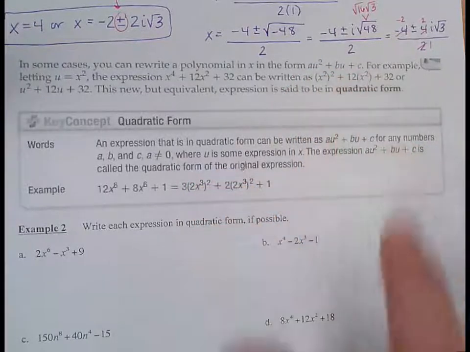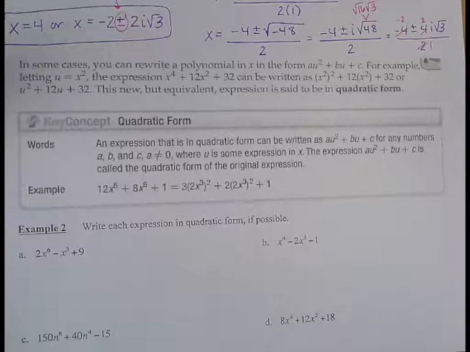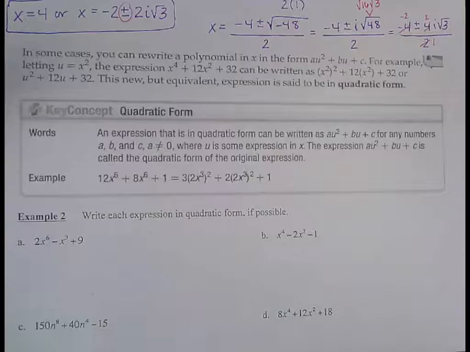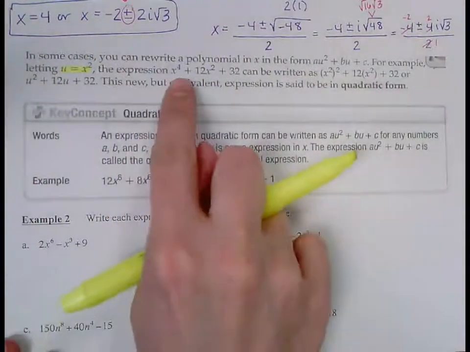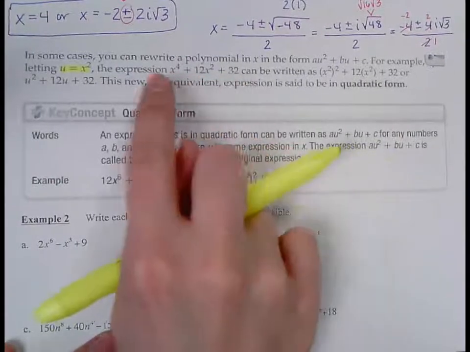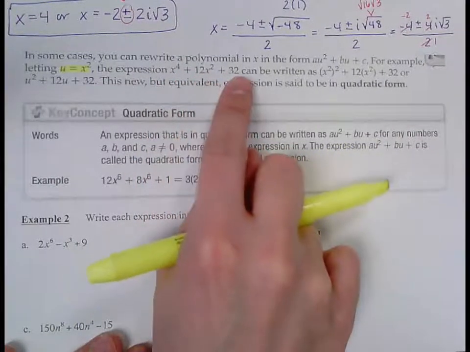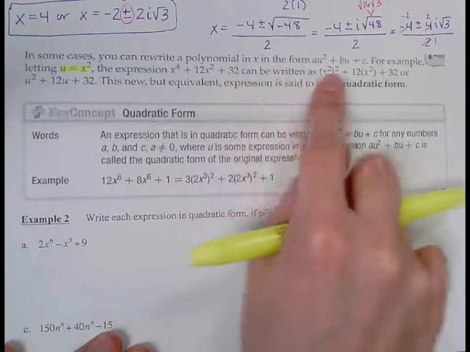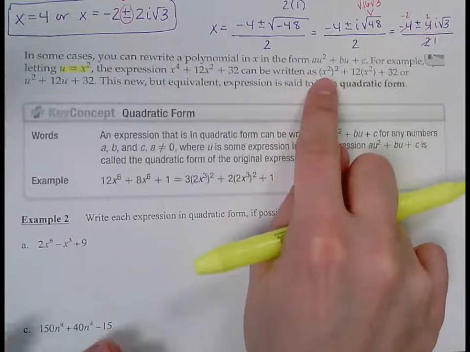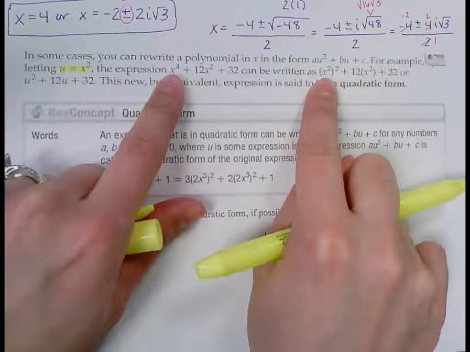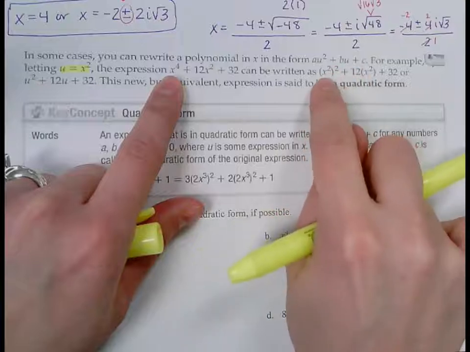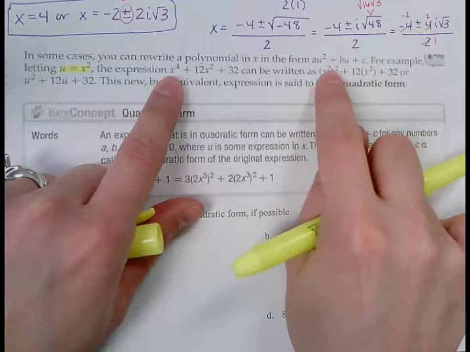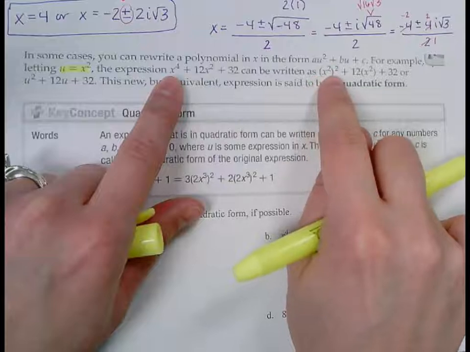So this resembles the quadratic form that we used in chapter 4, ax squared plus bx plus c. It says, for example, if we let u equal x squared, then this expression they're giving us, x to the 4th plus 12x squared plus 32, can be written as this form here. Notice what they're doing. They're taking x to the 4th and writing it as x squared quantity squared, because if we simplified that, by properties of exponents, the exponents would be multiplied. That represents x to the 4th.